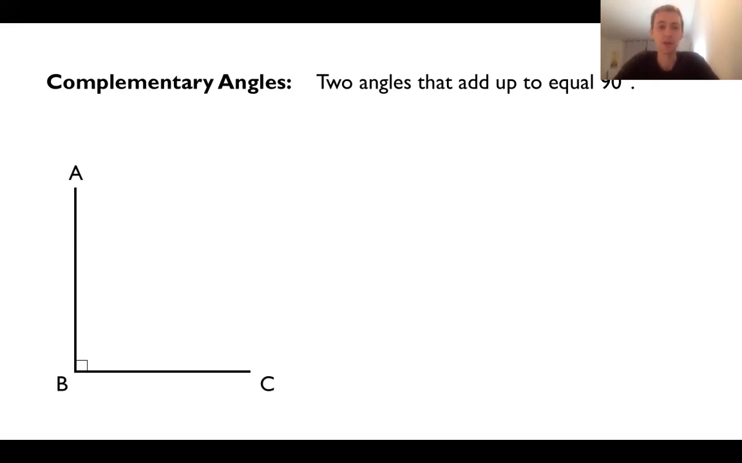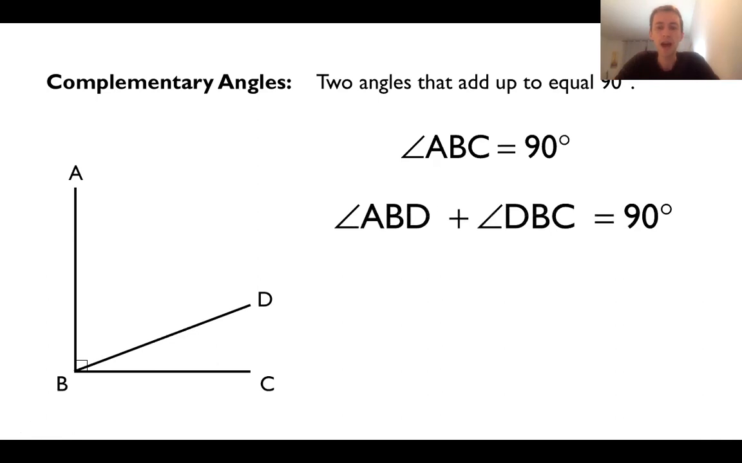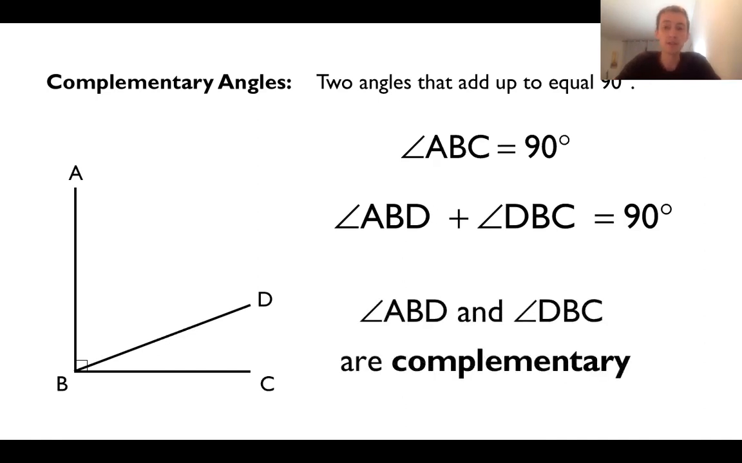So here is a right angle that is 90 degrees. You can tell by the little square here. So I am going to say that angle ABC is 90 degrees. It's a right angle as we go from A to B to C. But now let's add another line in here. I've just made two angles. I've got ABD and I've got DBC. If I add those two together, I'm going to say that they total 90 degrees. Therefore, angle ABD and angle DBC are what I call complementary.